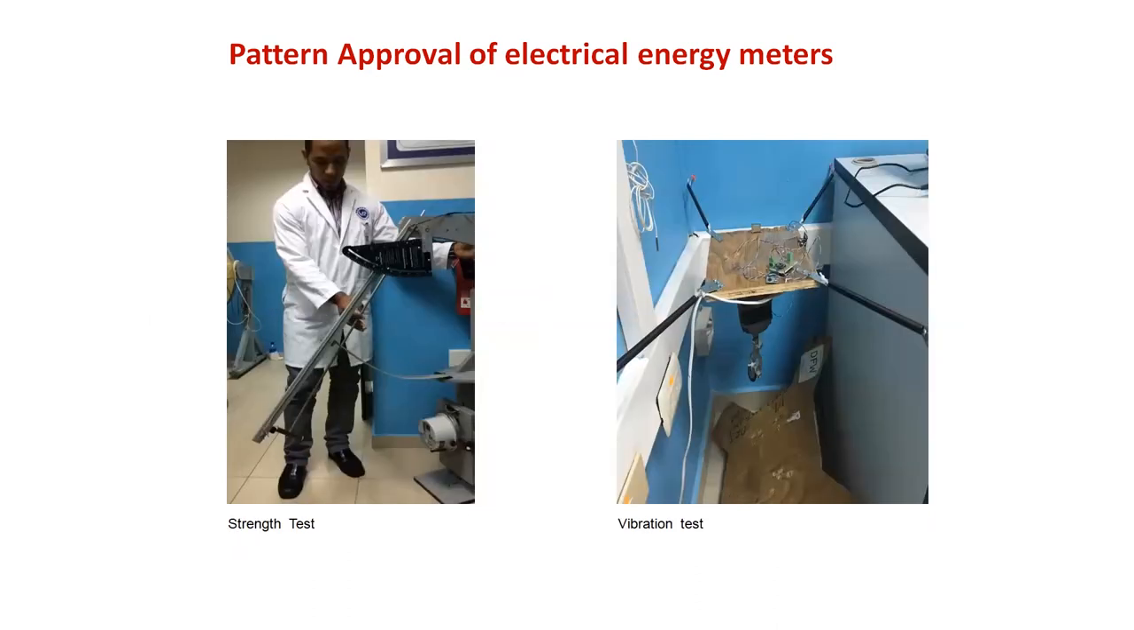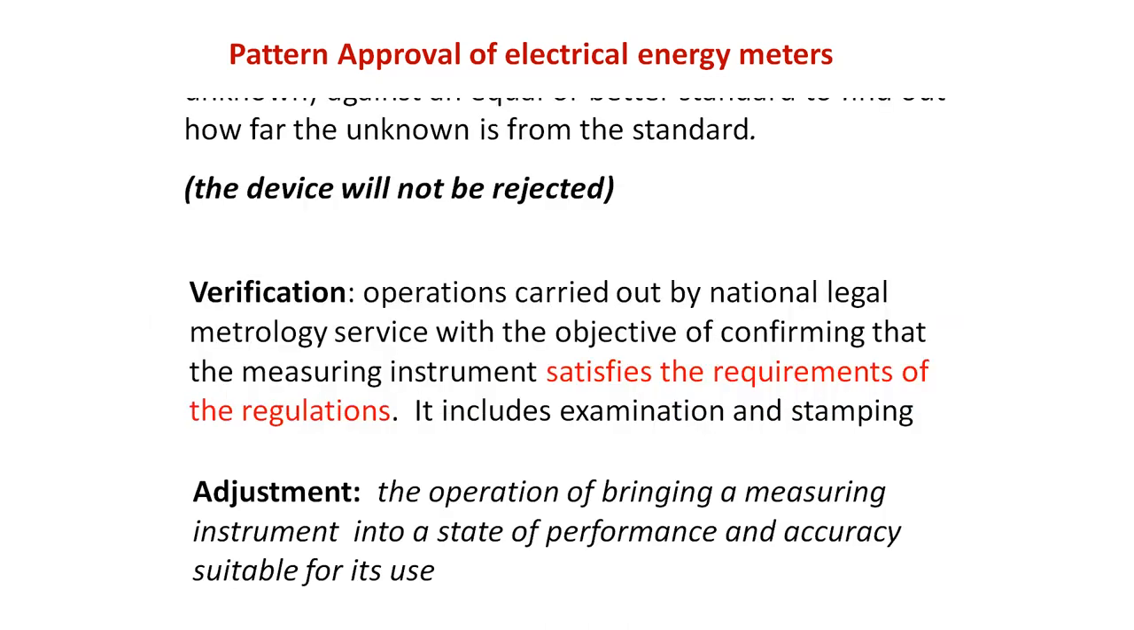Then there's a strength test where the meter is subjected to varying levels of impact by a pendulum with some weight at the bottom, just to make sure that the meter is strong enough. And also there's a vibration test. Remember, after each of those, the meter is tested again. That process would probably take about 4 weeks to get one model of that measuring device pattern approved.